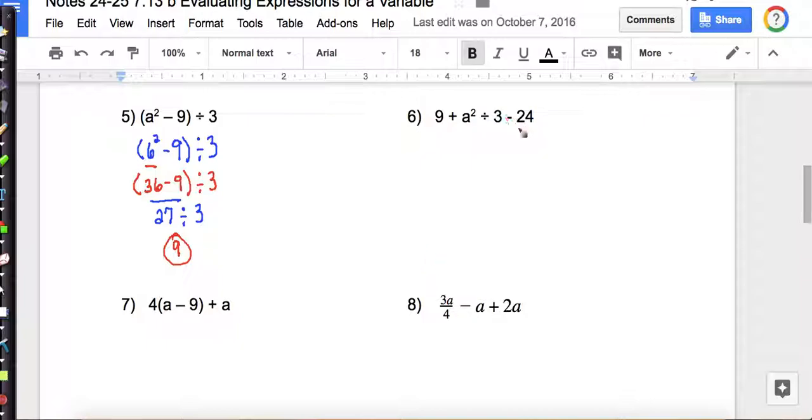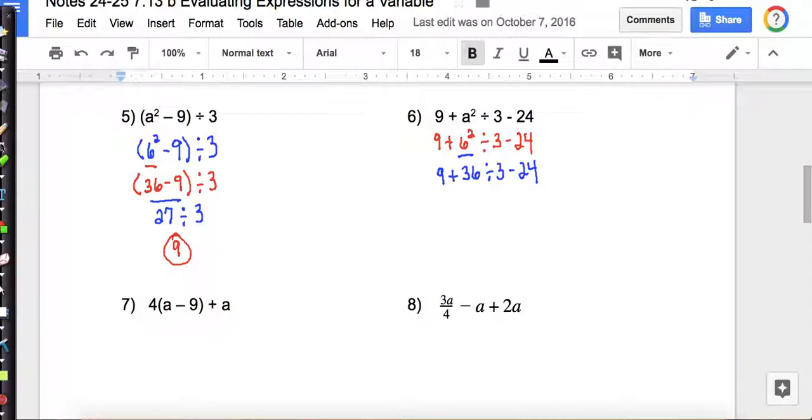Okay, number 6. The first step is to take out the variable and put the number. So we're going to do 9 plus 6 squared divided by 3 minus 24. Now as I look at this problem, I don't see any grouping. So now I'm going to look for exponents. I see 6 squared, that means 6 times 6 is 36. So I'm going to write 9 plus 36 divided by 3 minus 24.